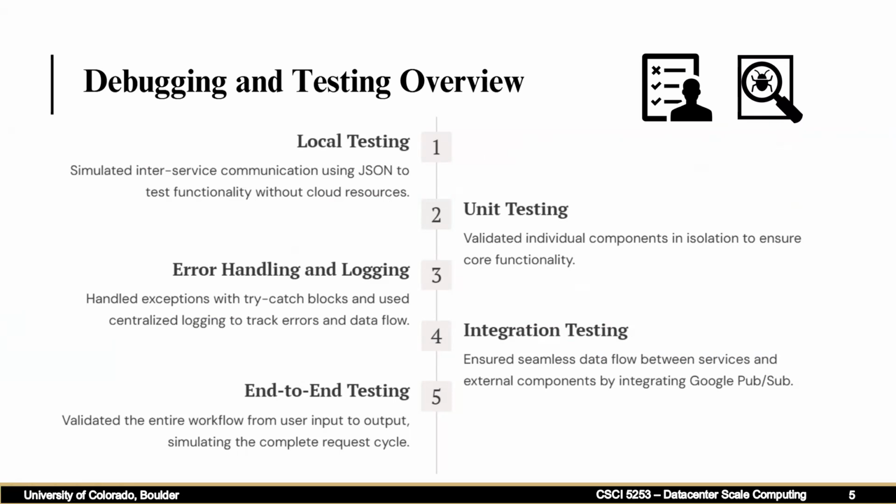For error handling and logging, we implemented try-catch blocks for robustness and centralized logging to track data flow and identify any issues. For integration testing, we validated interactions between components by using message queues and storage services to ensure seamless communication. Finally, for end-to-end testing, we simulated the complete workflow to verify the accuracy and quality of results from user input to output. Now, Saket will conclude the presentation.